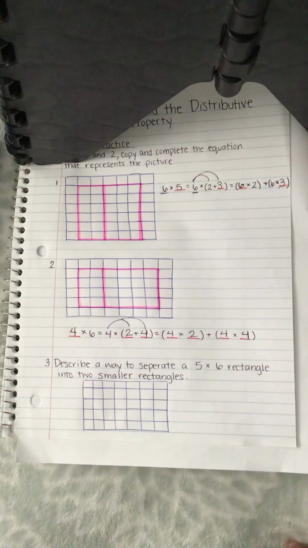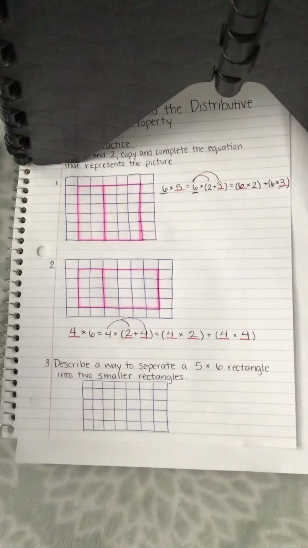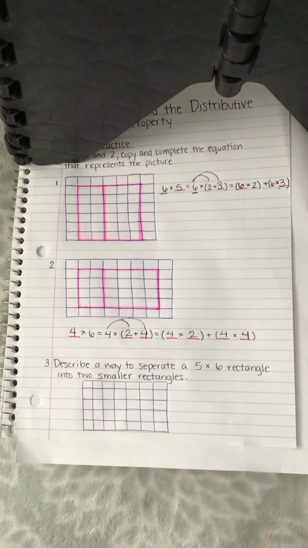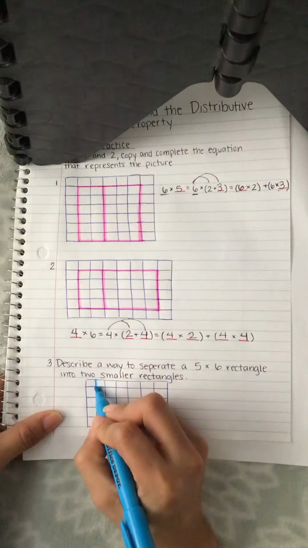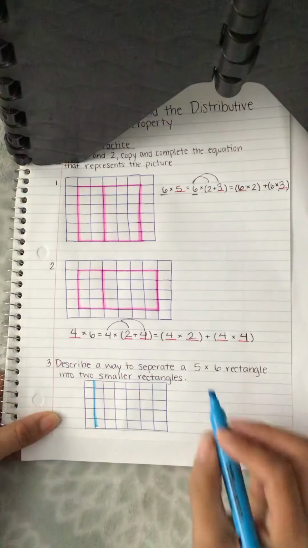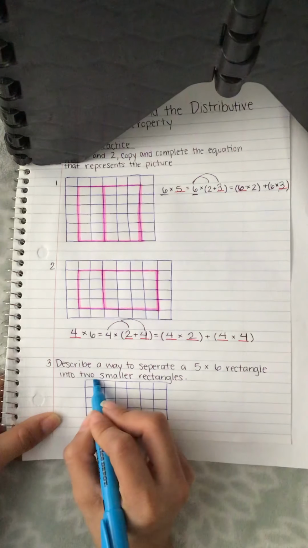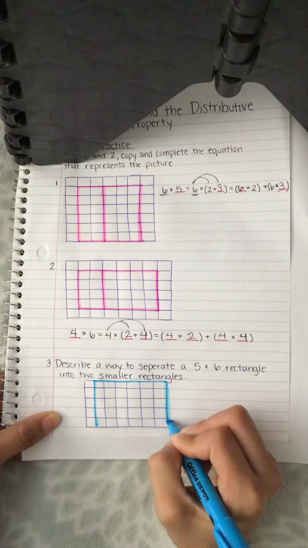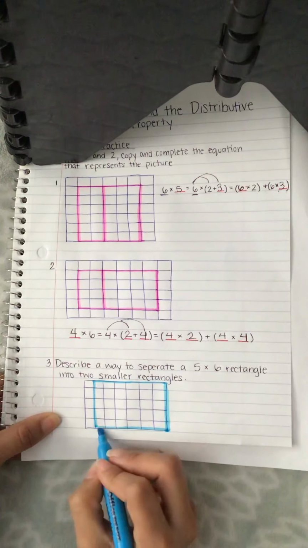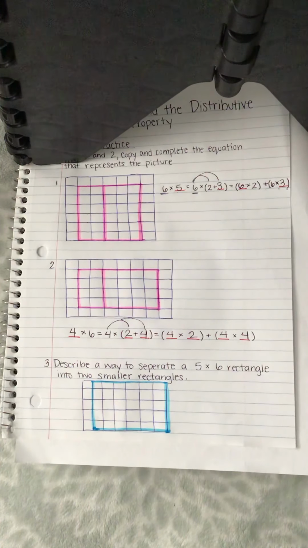Number 3, it says describe a way to separate a 5 by 6 rectangle into smaller rectangles. So first, let's start off by drawing a 5 by 6 rectangle. Our 5 will be our length down, so let's do 1, 2, 3, 4, 5. And our 6 will be our length across. 1, 2, 3, 4, 5, 6. So how can we break up this rectangle into 2 smaller rectangles? Think about it. There are many ways.